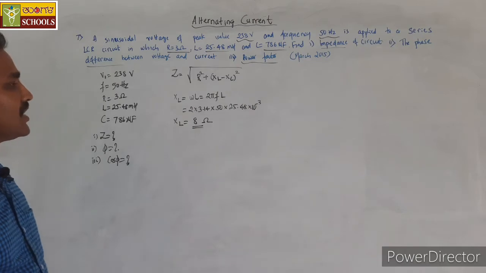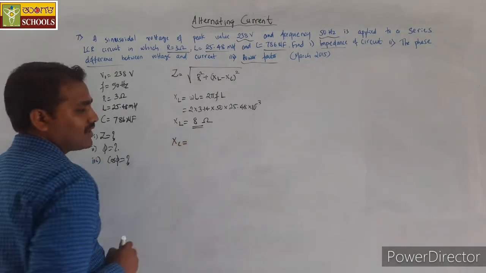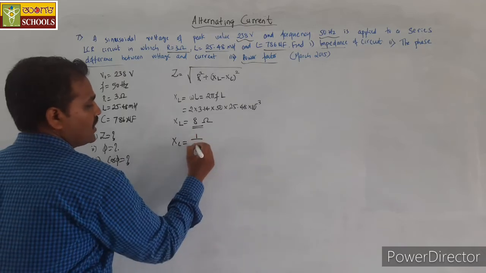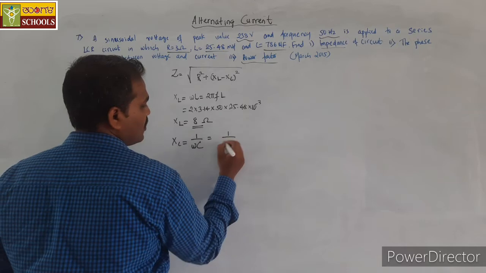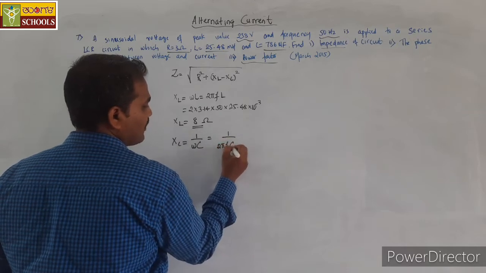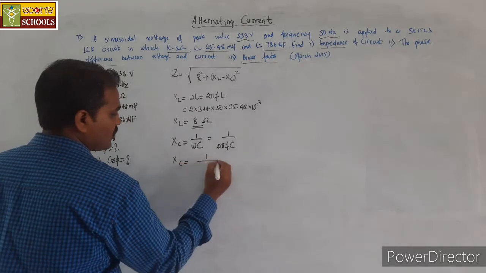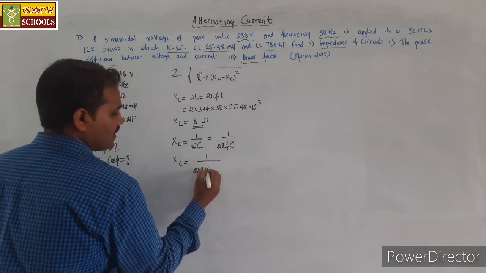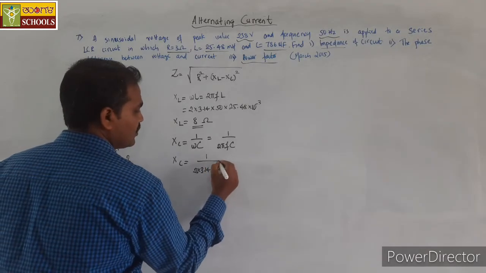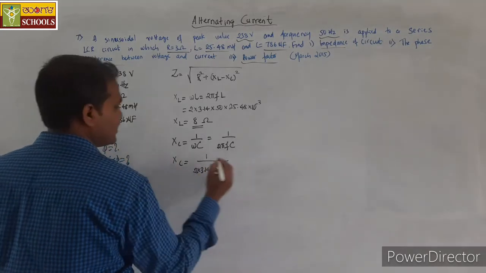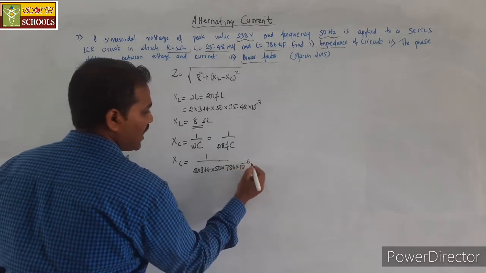Similarly, we shall find the value of XC. The formula for XC is 1 divided by omega C, that is 1 divided by 2 pi f C. Let me substitute the values here. XC is equal to 1 divided by 3.14 × f, which is 50, × C, which is 786 × 10^-6.